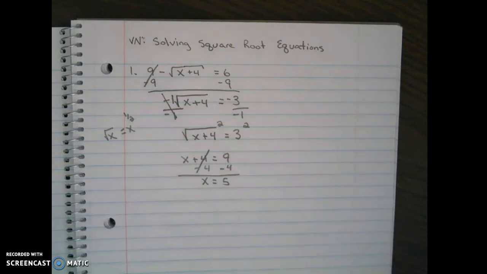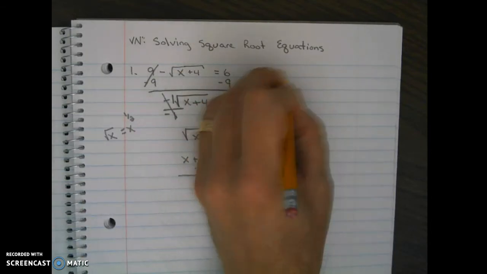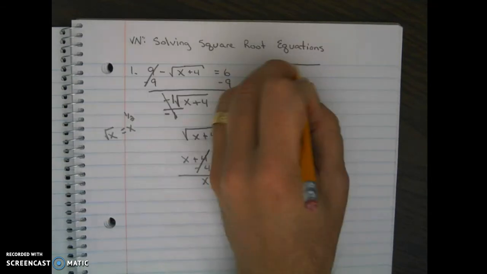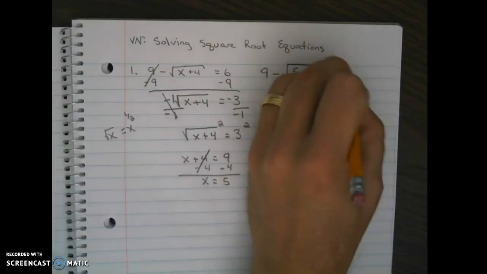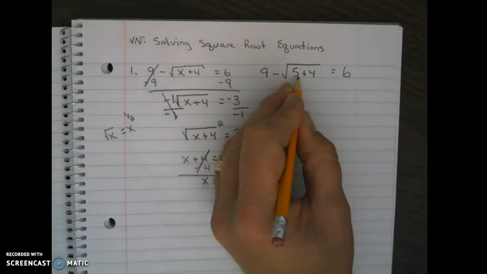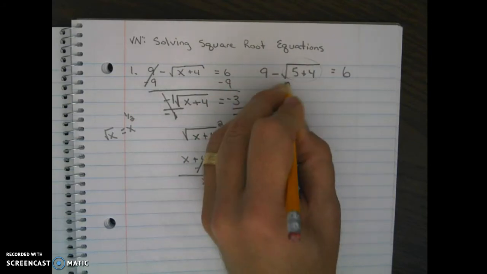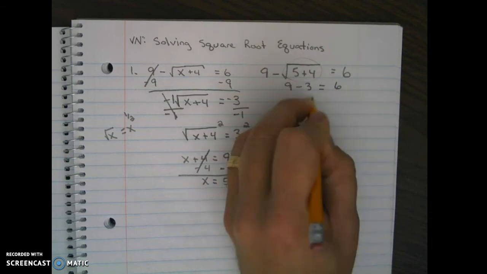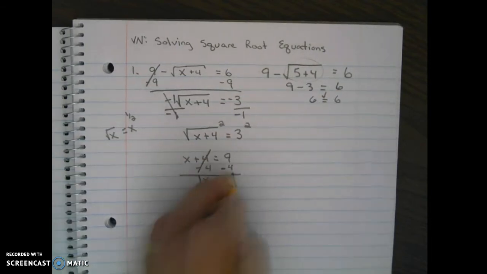X equals 5. Before you put a box around it, plug it back in, make sure it works. So plugging 5 back into the original equation. So we have the square root of 9, which is 3. 9 minus 3 equals 6. 6 equals 6. Checks out. Put a box around it. Good to go.